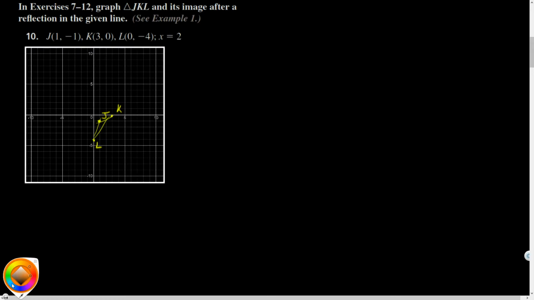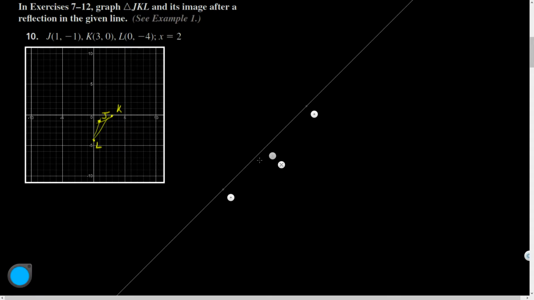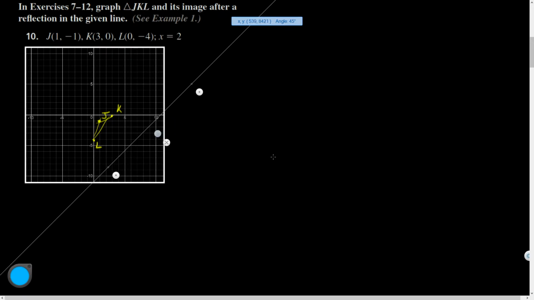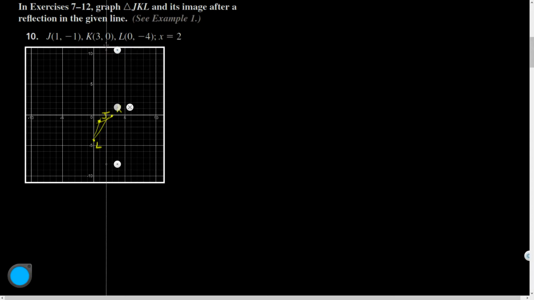And I'm going to reflect it over the line x equals 2. What does that line look like? It's a vertical line that passes through 2 on the x-axis. What is the slope of that line? Undefined is correct. And so when I want to reflect, remember we measure perpendicular to the reflecting line and the same distance away.